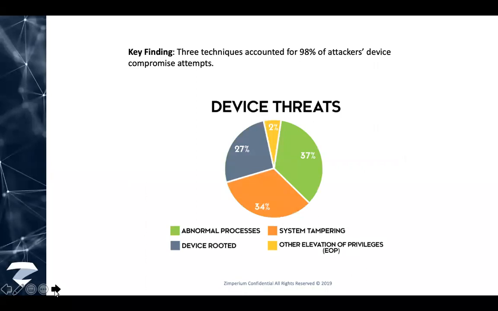When you actually look at the types of threats that we found in there, I won't spend a lot of time on this because it's super techie stuff. 98% of the attacks came from 3 different sort of approaches. You can see abnormal processes actually doing the tampering or rooting the device. So the majority of all those device threats came from those three compromise areas.